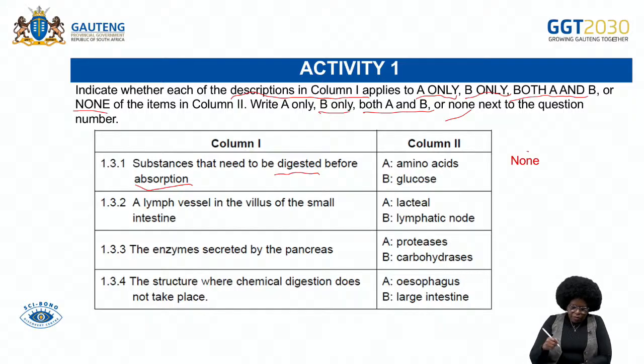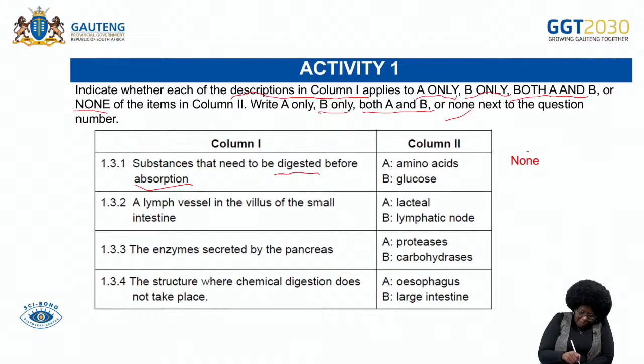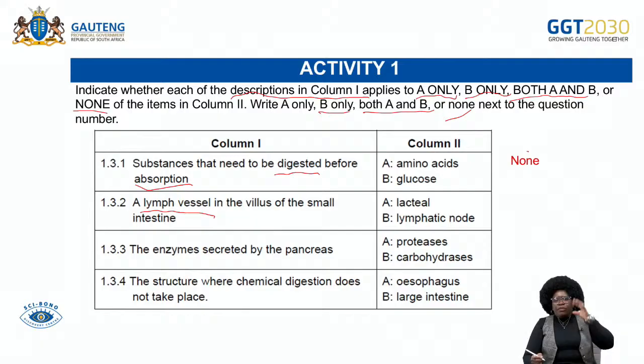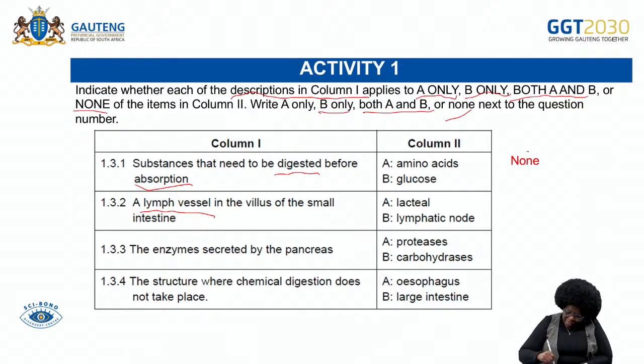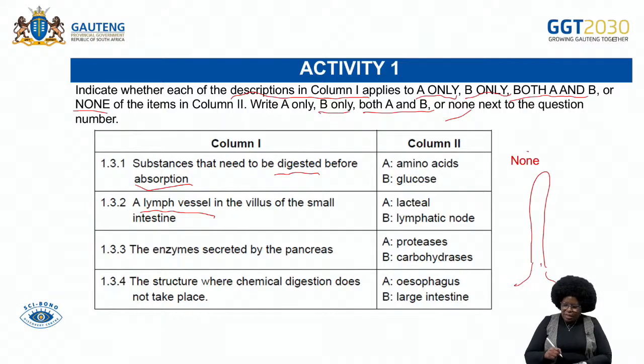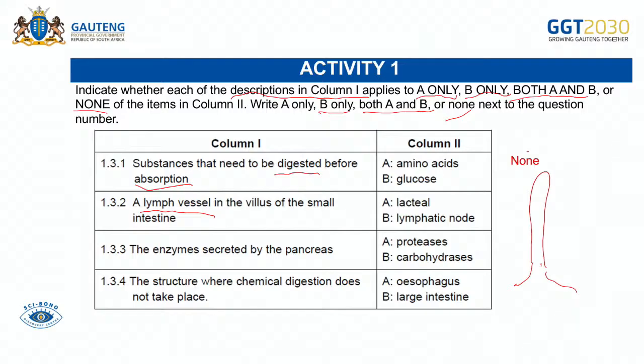Let us look at 1.3.2. A lymph vessel in the villi of the small intestine. I think you remember that vessel that we spoke about. It is running right at the center of the villi. It looks like this, and it goes down to the lymph vessel. And let's see what's the answer there. By now I think everybody knows. It is the lacteal.